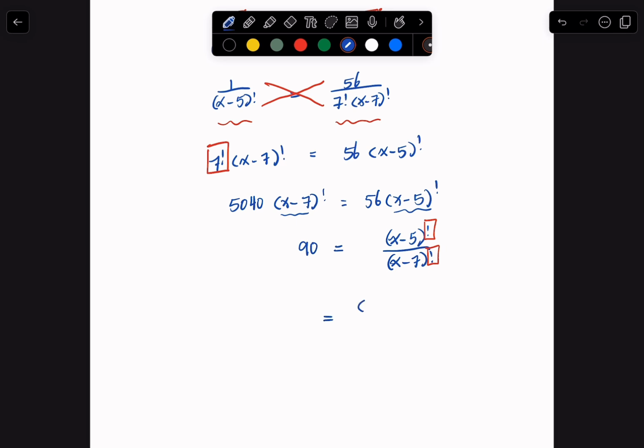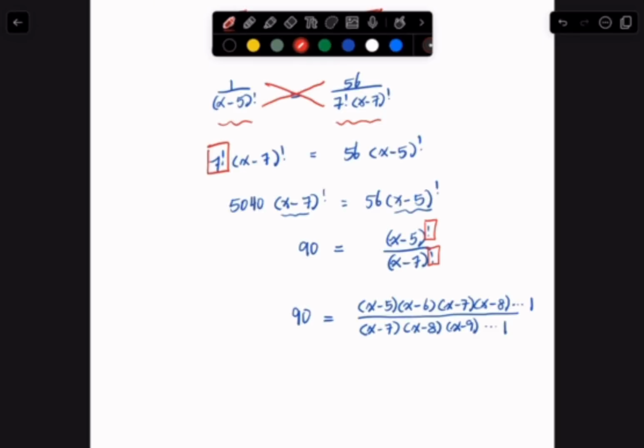Let's try it here. On the top, I should have (x minus 5) times (x minus 6), one less, right? And (x minus 7), (x minus 8), and dot dot dot. The last one should be 1. And on the denominator, I will start from (x minus 7) and (x minus 8), one less, and (x minus 9) until 1. And the left side is still 90. Now, I'm giving you 3 seconds, and let's see if you can find out what will be cancelled out. The correct answer is all of these parts are cancelled out, and the denominator is all gone.